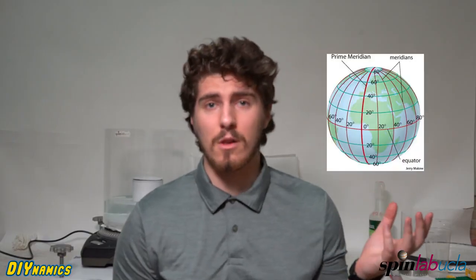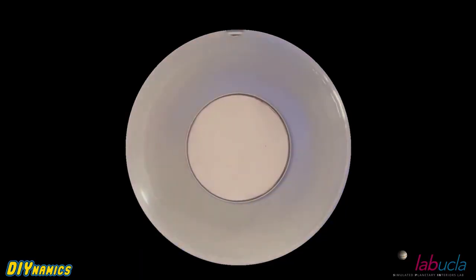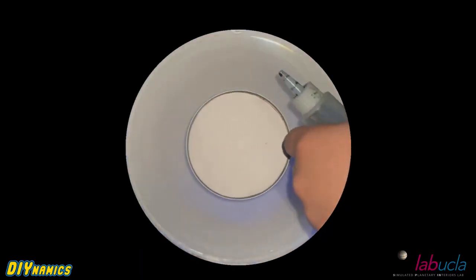Now the change in temperature is what we call a meridional temperature gradient. This just means that there's a difference in temperature from north to south along the meridians, which are these longitudinal lines that run along the globe. Alright, our tank has been spinning up for long enough now, so we can get to it.